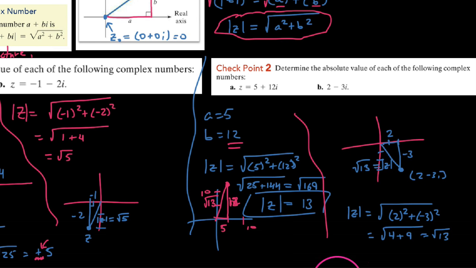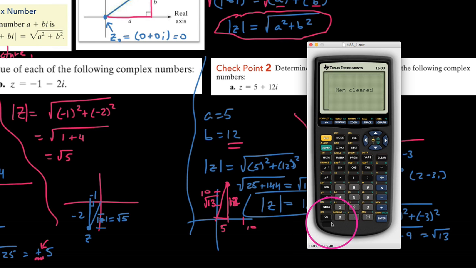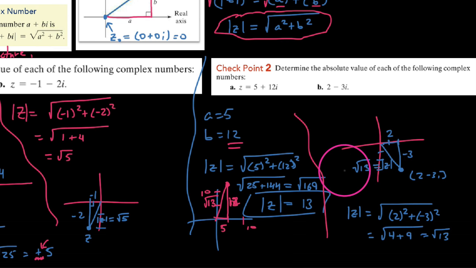We could certainly put this into a calculator and get a distance on it, just to talk about reasonability here. The square root of 13 is about 3.6. And so to say this is approximately 3.6, given that we had 2 and 3 as the legs of our triangle, would be entirely reasonable. So that's how we find the absolute value of a complex number.